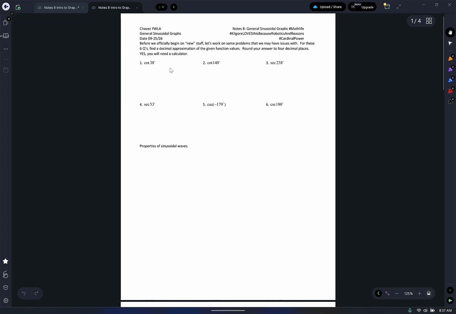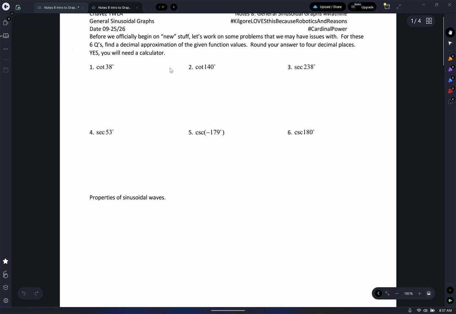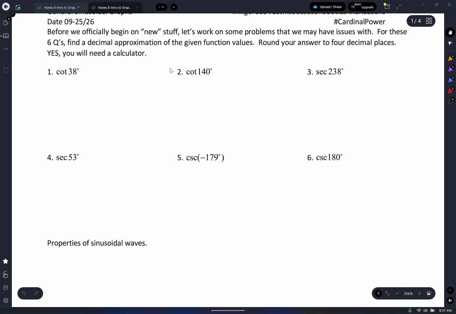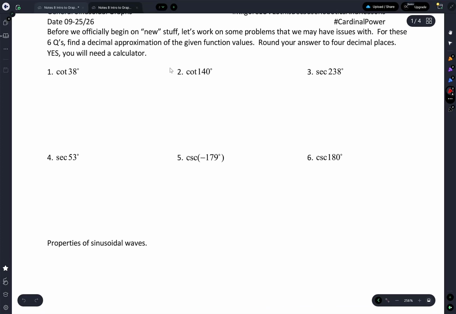Before we officially begin the new stuff, we have some questions that might give you guys issues, maybe, maybe not. It's these questions here. It says cotangent of 38 degrees. How would you do this? If you have a CAS calculator or TI-Nspire, you can just push the cotangent button, but you don't. Remember that cotangent is the reciprocal of tangent, so you can say 1 over tan of 38 degrees, and that will give you your answer.